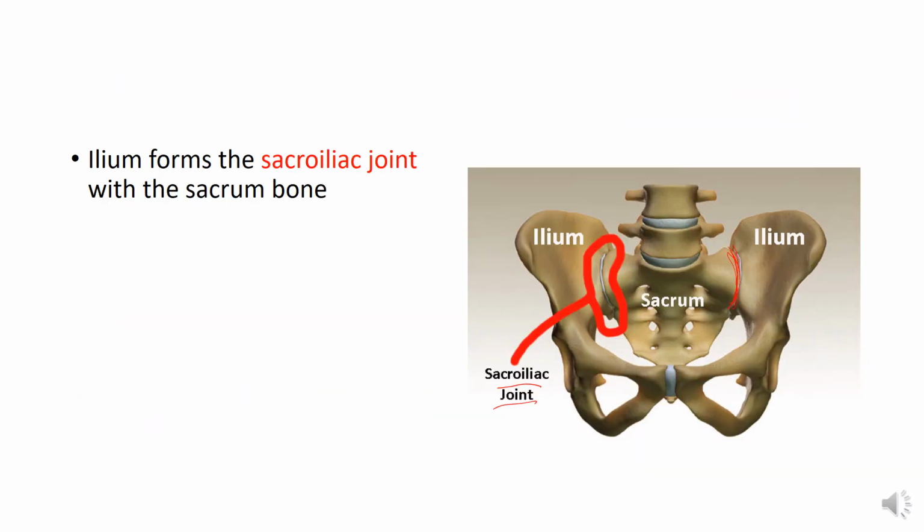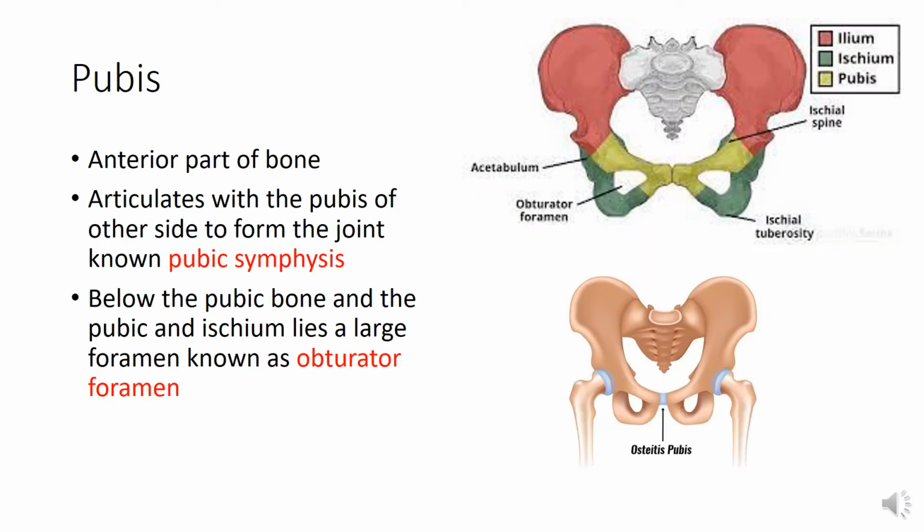So here you can see the sacroiliac joint formed by the sacrum and the ilium. This is the anterior part of the bone, and it articulates with the pubis of the other hip bone at a cartilaginous joint known as the pubic symphysis. So you can see here these are the two pubic bones, and they are articulating with each other at a cartilaginous joint which is known as the pubic symphysis.